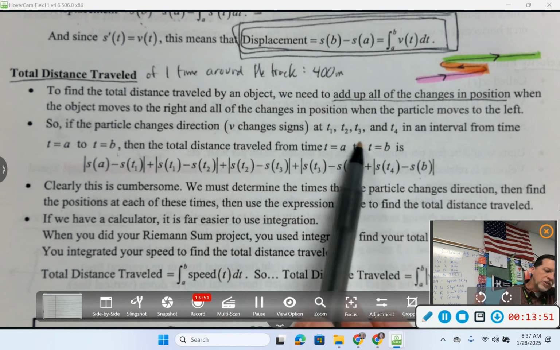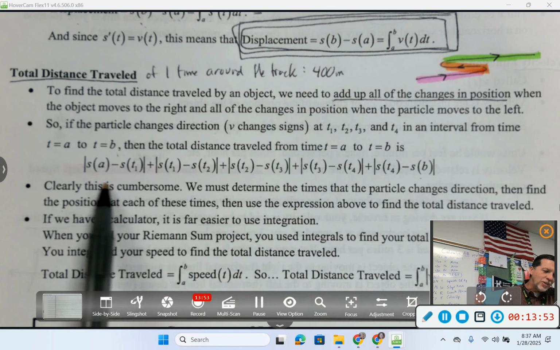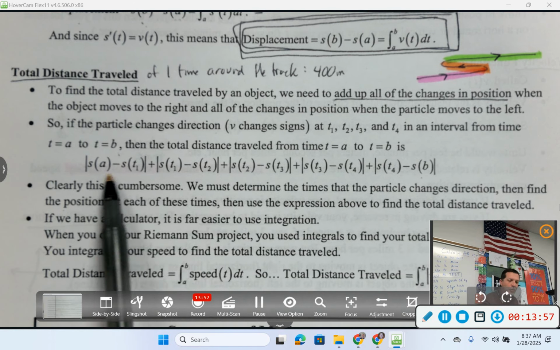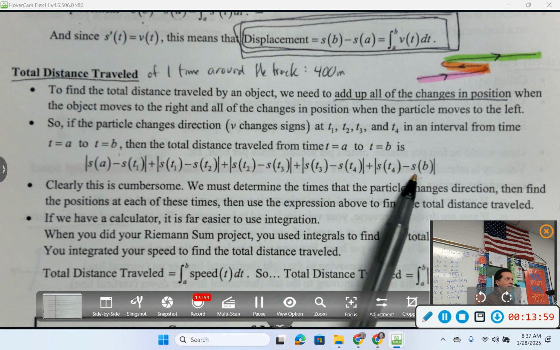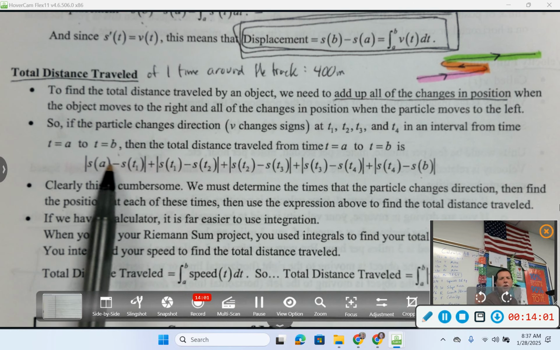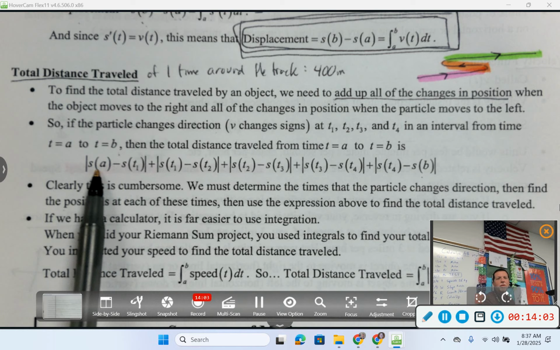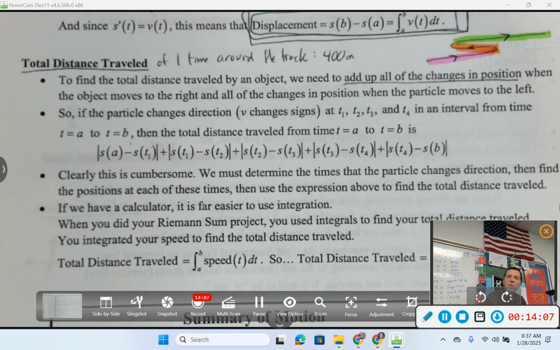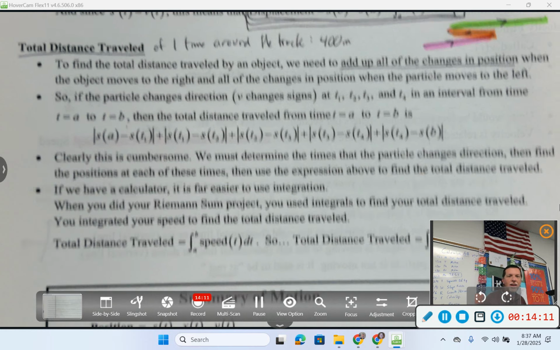So if the particle changes directions, then you end up with, and I remember some of you would stop at this thing and you would put stuff like this as your answer, which was fine. Although you have to be careful. This would not be okay. You'd have to plug in the pieces there. But a lot of you plugged in pieces, left absolute value bars, and left it alone, and that's okay.